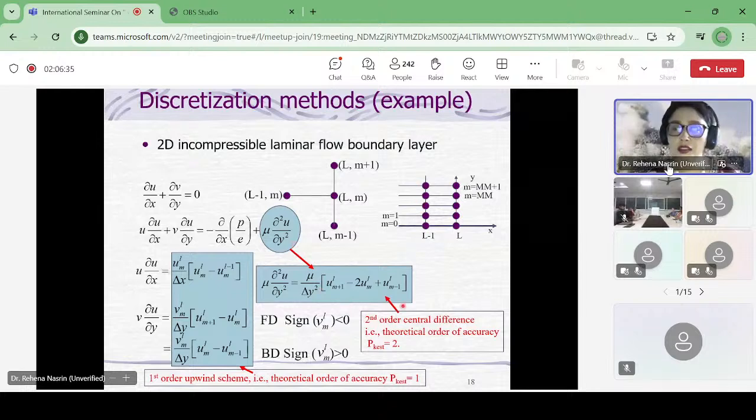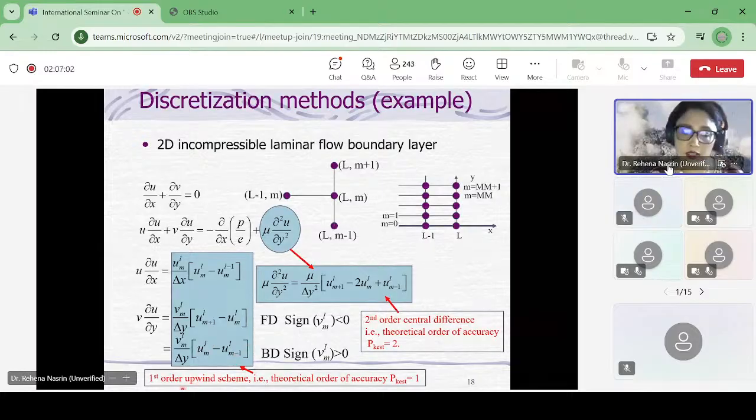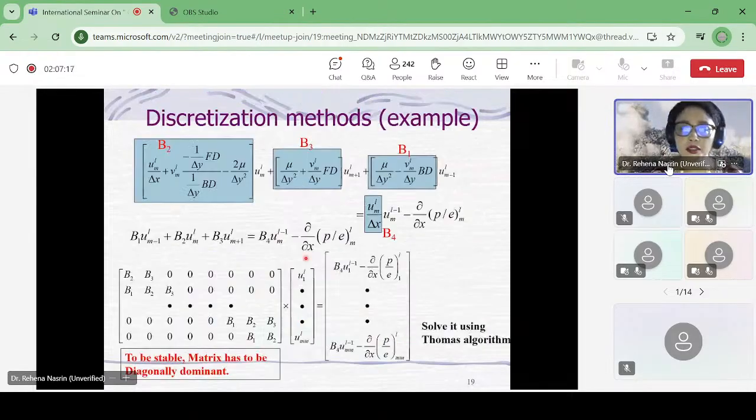For using the Keller box scheme, we discretize this second order partial differential equation into these forms. In finite difference, this is the forward difference process, and this is the backward difference process. The first order terms, like del u by del x, del u by del y, we can discretize also this way. This is the first order term, and the accuracy is 1. Here, the 2.